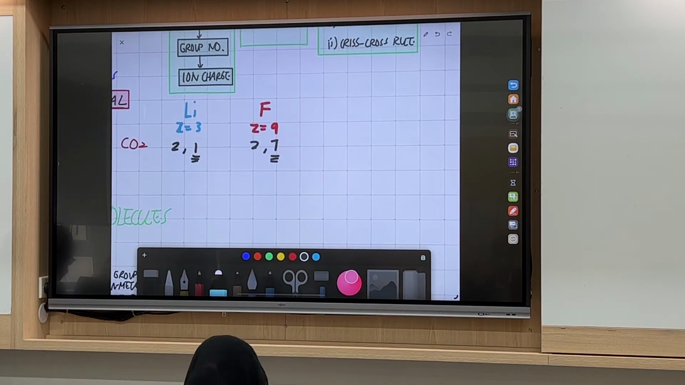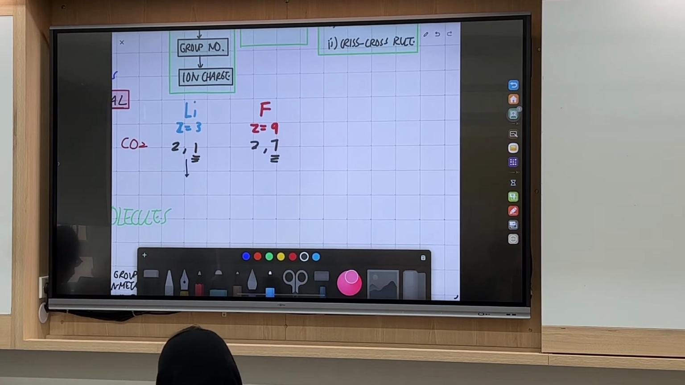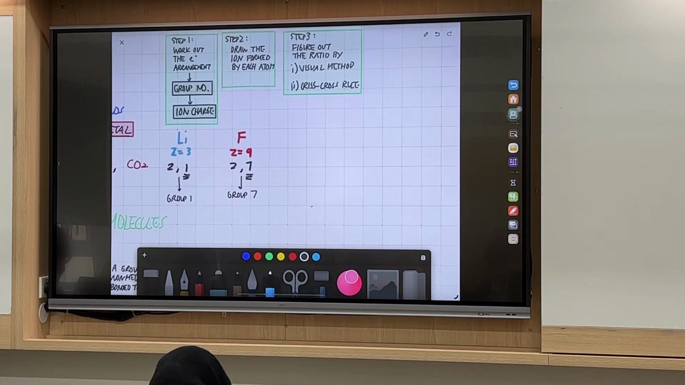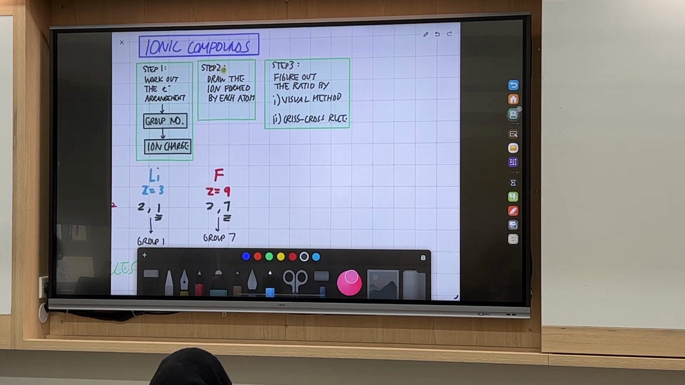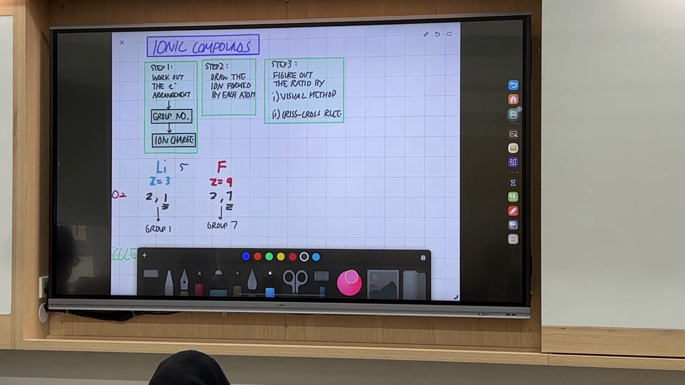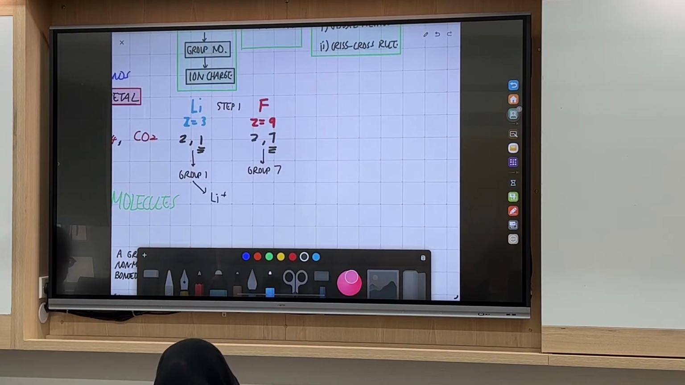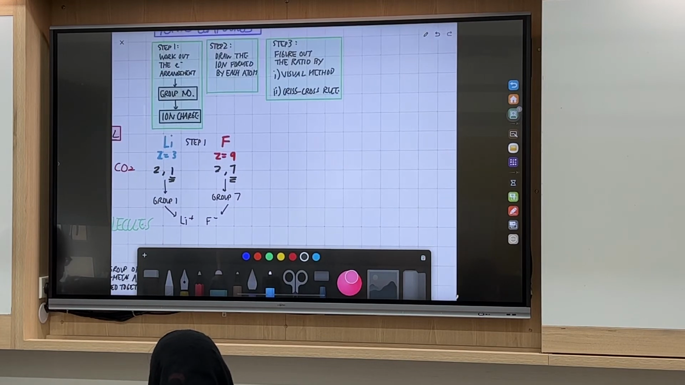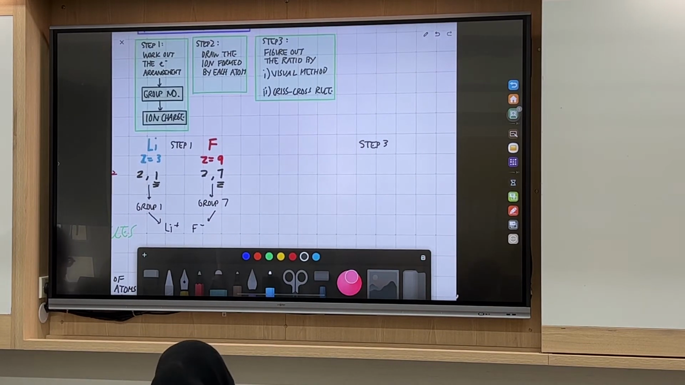Group 1 and group 7. Now recall from your head what is the charge of the ion formed by a group 1 element and a group 7 element? Yes, okay, so now you can use the visual method. Oh, really quick, you're already done with step 2. So this is step 1 where you figure out the charges and the group, and then you can write this is Li+, this is F-. Now, we can go straight to step 3 because we already figured out the ions. You can also draw the ion out. Li+, how many electrons does Li+ have?